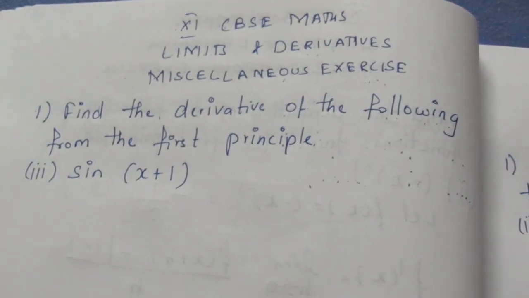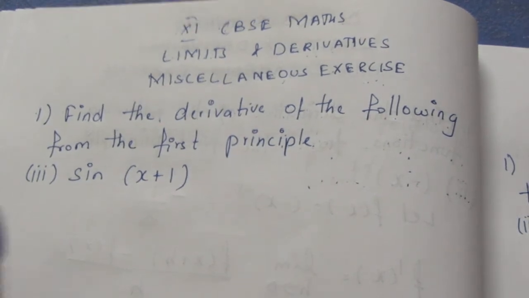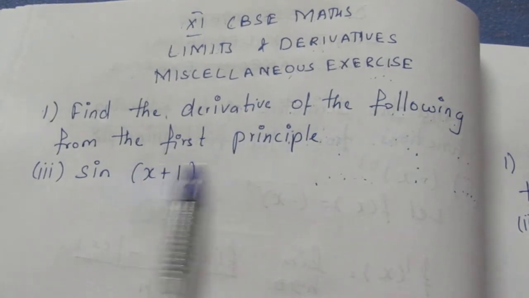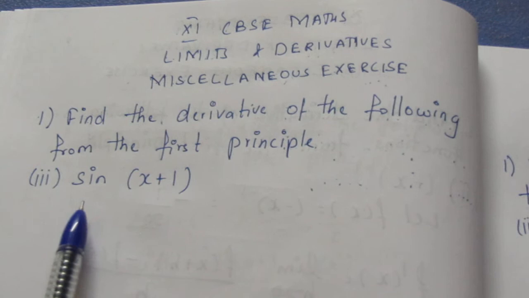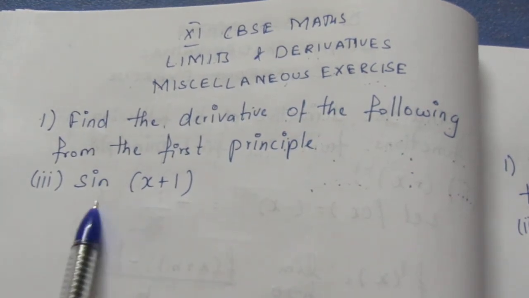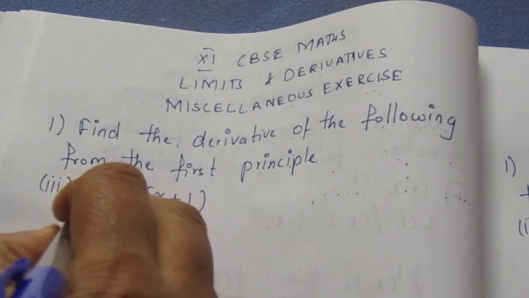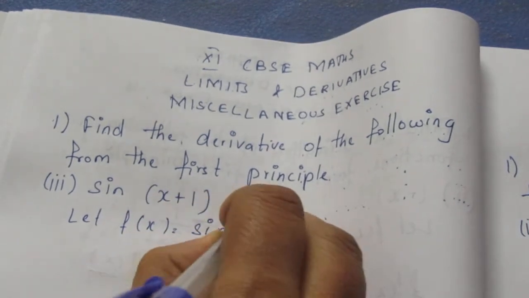Today we are going to see 11 CBSE Maths Limits and Derivatives Miscellaneous exercise question number 1, in that third subdivision. Let's see the question. Find the derivative of the following from the first principle. Using first principle, we are going to find the derivative of sin x plus 1. So here the given question is sin x plus 1. Let f of x is equal to sin x plus 1.